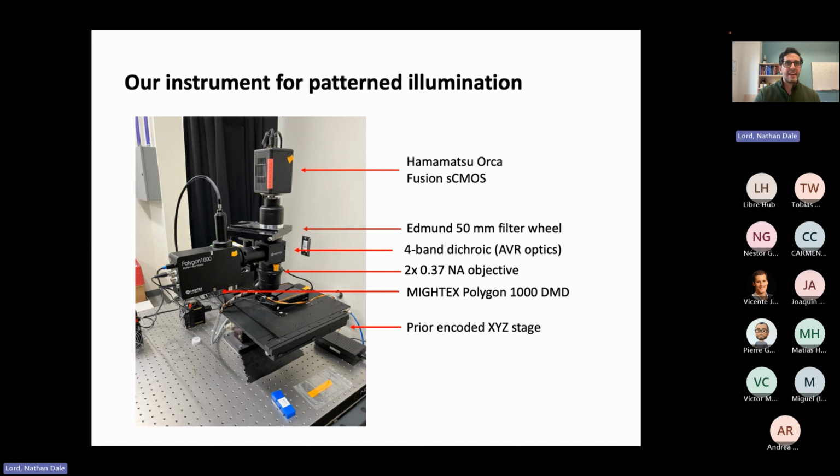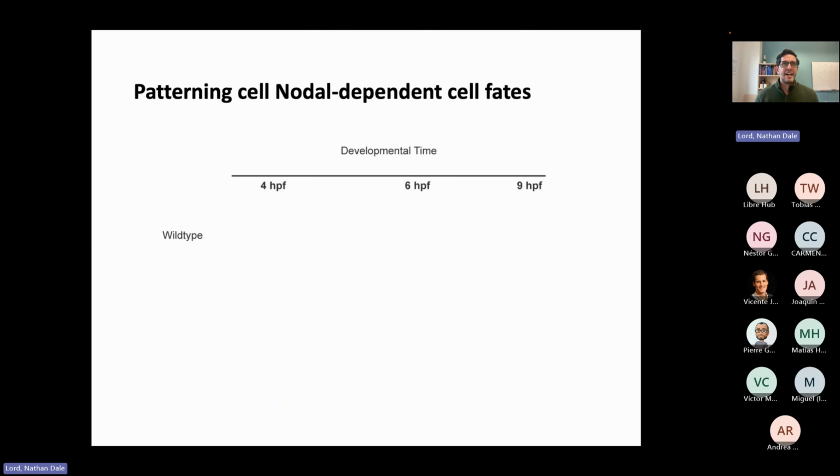But the fun thing is that now that we have the reagents and we have the microscope that lets us pattern, we can start doing cool biology. We wanted to see if we could pattern not just the structure of gene expression in space, but also cell fate decisions in space. And the first place we looked was the specification of endoderm.